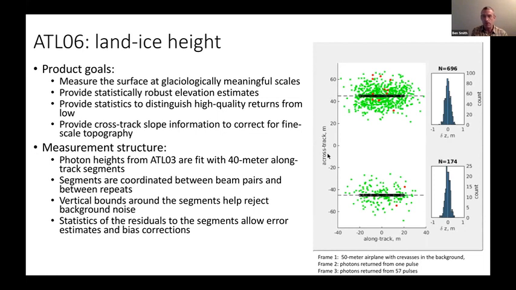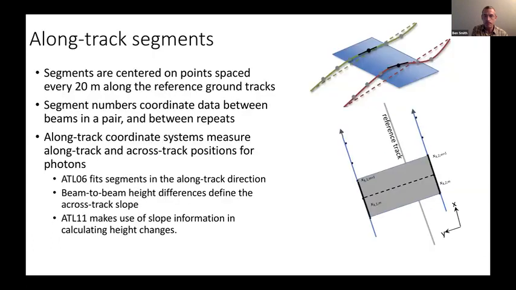So 57 pulses go into 40 meters for ICESat-2, and that's a few hundred photons for the strong beam, and a few tens of photons for the weak beam. Now, with these along track segments, we're doing 20 meter overlapping segments, we're posting at 20 meters, so we're overlapping the 40 meter segments by 50%.